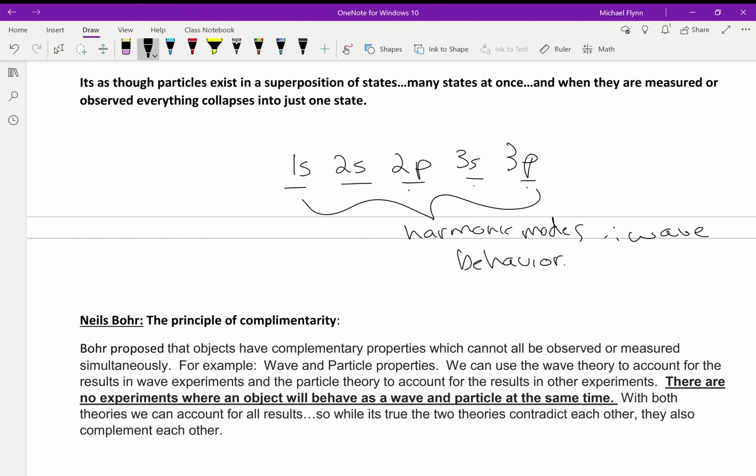And that's why there's no orbits in between 1s and 2s. An electron couldn't exist in between those two because you're just going from the first harmonic mode to the second one, and there's no harmonics in between. That's why they're quantized like that. Okay?